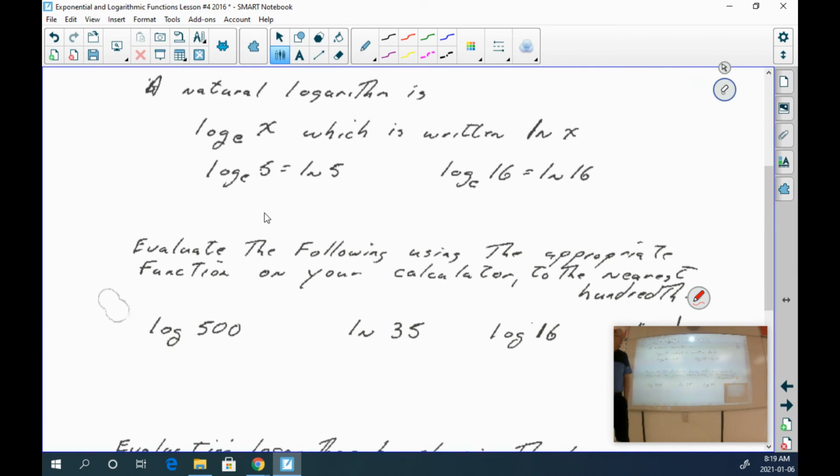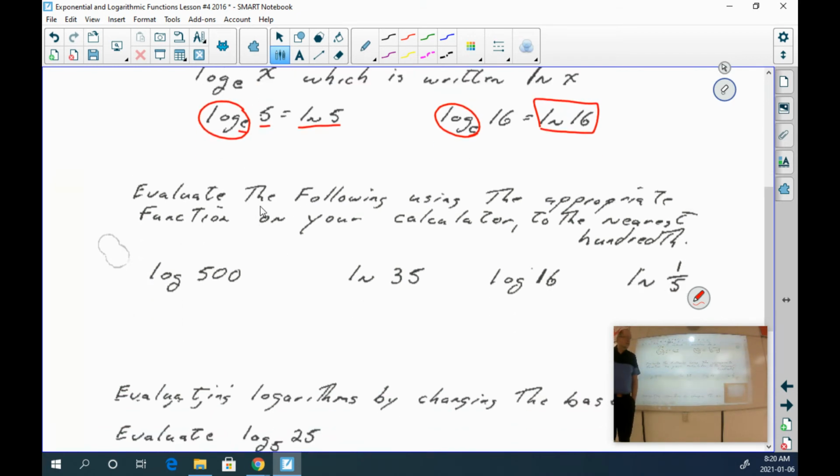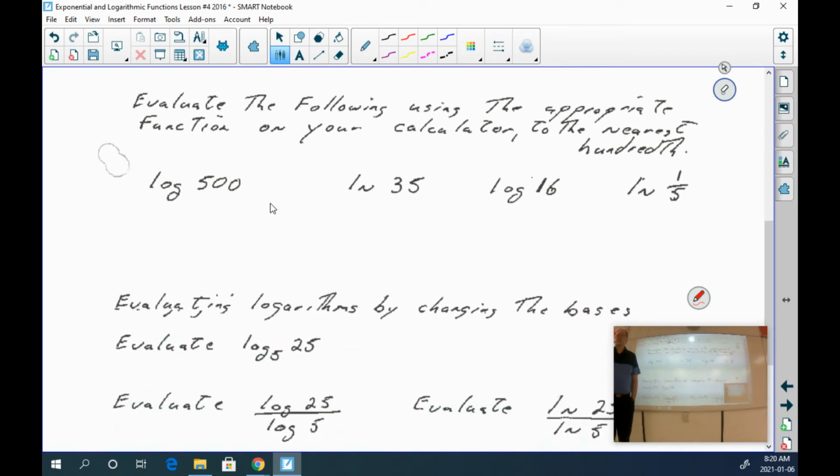Now, we're not going to use natural logs much in this math, but if you see ln 5, what it means is log base e of 5. Instead of writing log base e, we're writing ln. Same thing with this: log base e of 16 is written ln 16. This is a very, very common tool. You almost never see base 10 or base 2 logs in calculus or higher level calculus.